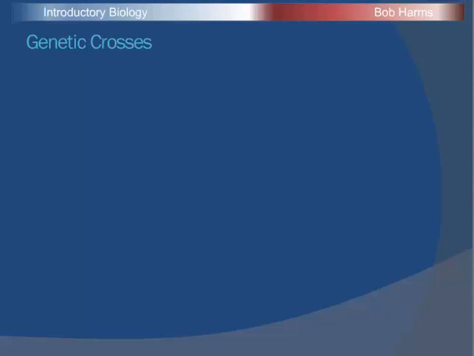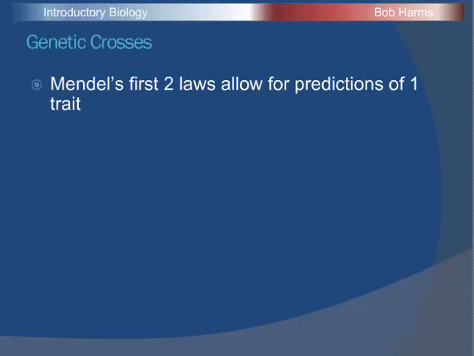And his first two laws, dominance and segregation, are enough to allow us to do some predictions and do genetic crosses if we're following just a single trait. And so let's walk through a couple of basic genetic crosses here. The parents we start with are always referred to as the parental, or sometimes the P generation for parental generation.